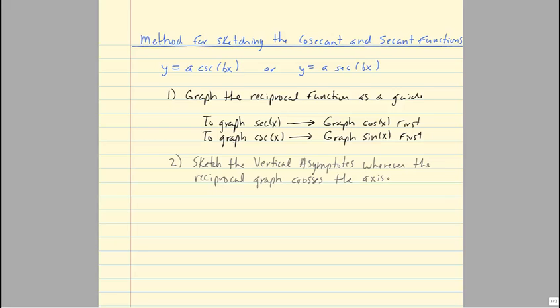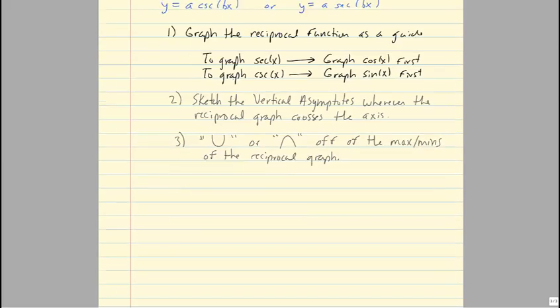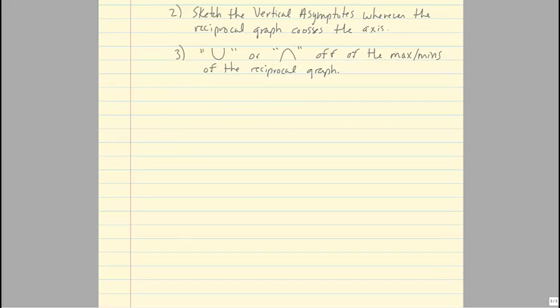Now once we have that filled in, I can go ahead and put in those nice horseshoe shapes that either open up or down. So we sketch the U shapes, and they're not technically a U, they don't go straight up and down. And then we do this off of the max and mins of the reciprocal graph. So it's pretty basic. It's just what we just got done working through. So I think the best thing that we can do is to go through a couple of examples and graph them and go through all the steps.